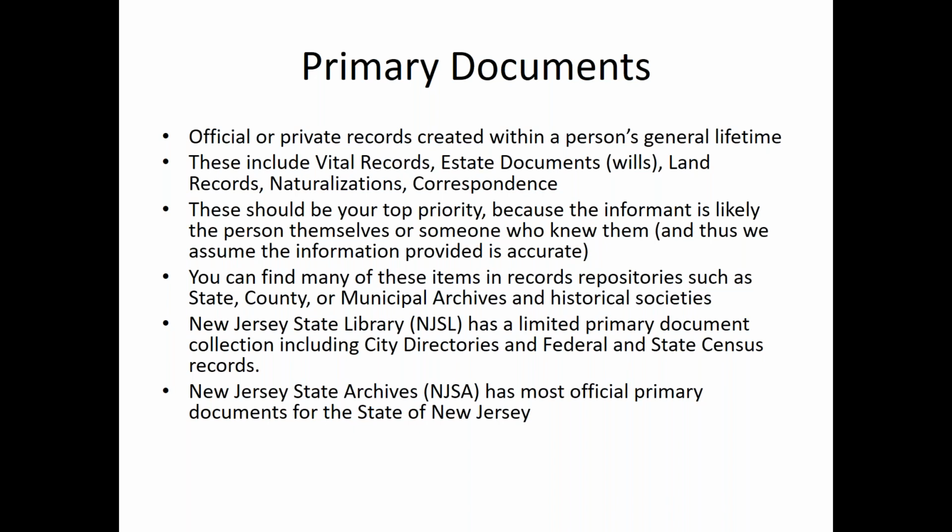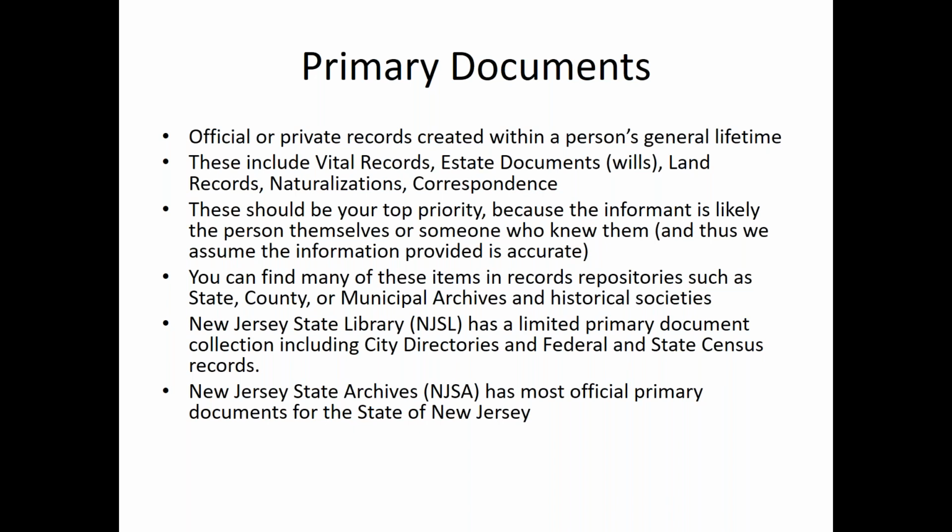These are what you want to focus on when you're doing your genealogy research, because the informant who gave the information for the record is likely the person of interest themselves, or someone who knew them. And thus we assume that the information is going to be more accurate. Many of these items are located in records repositories such as state, county, or municipal archives and historical societies.